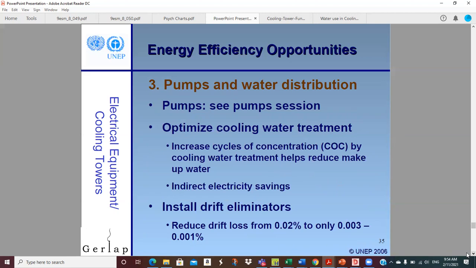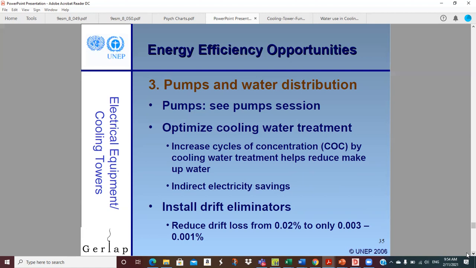Okay, pumps, water distribution. Well, he's not addressing pumps here, so it says, see the pump session. Optimize cooling water treatment. So this refers back to the cycles of concentration.